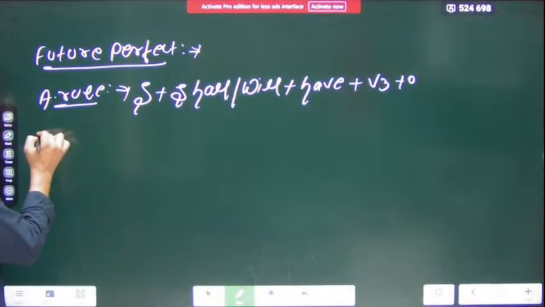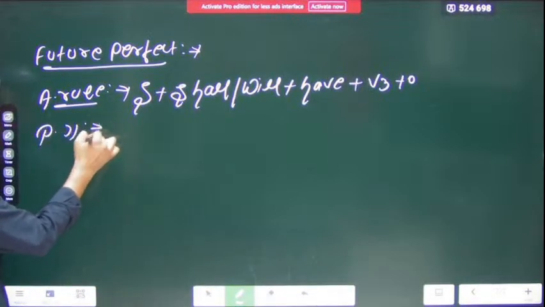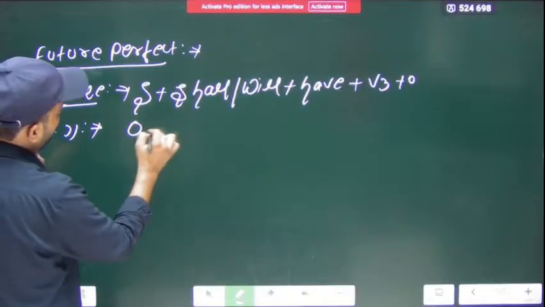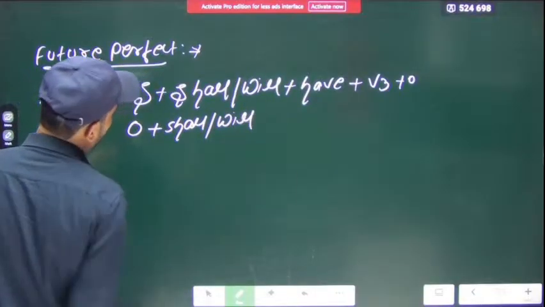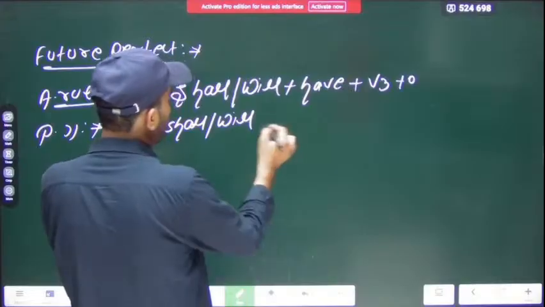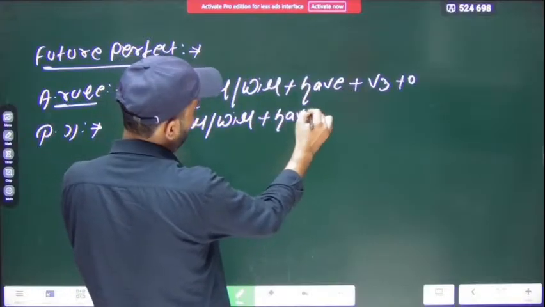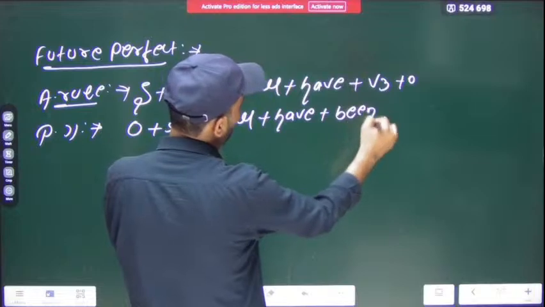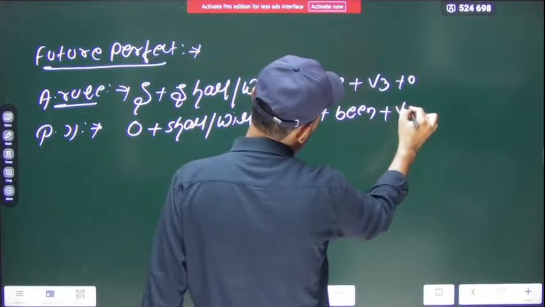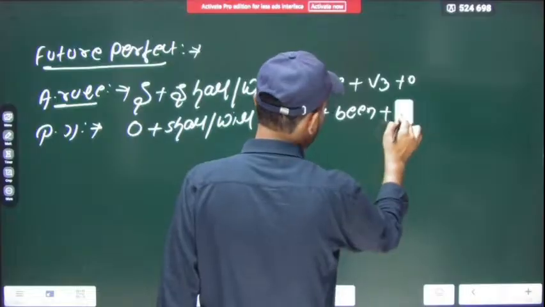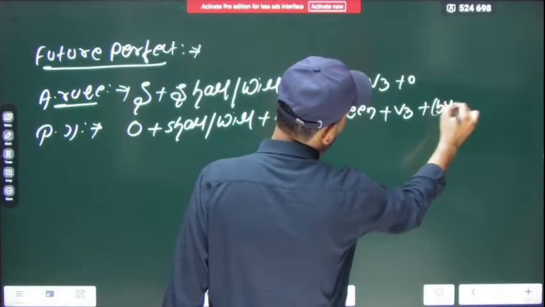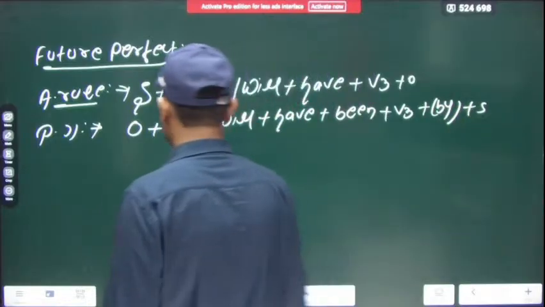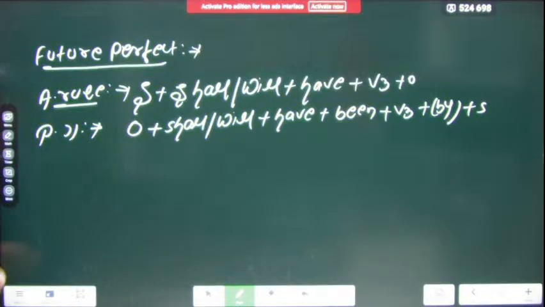Now, let me make the passive rule. For passive we will write the object in the beginning, then we will write shall or will, and after shall/will I will write have. After have we can write been for passive. Then verb 3 will remain the same. By we will write, and then after it the subject. Okay, object plus shall/will plus have plus been plus verb 3 plus by plus subject.